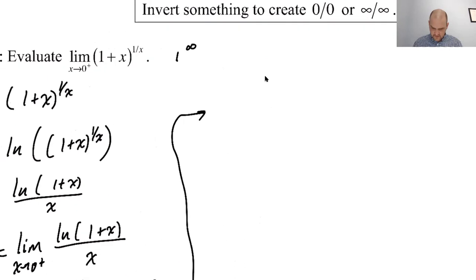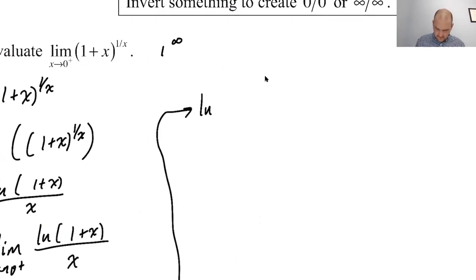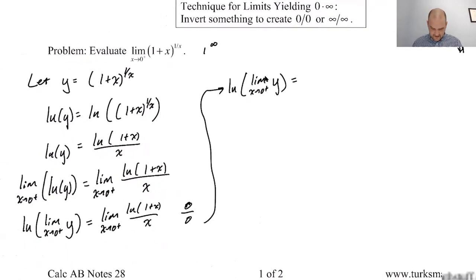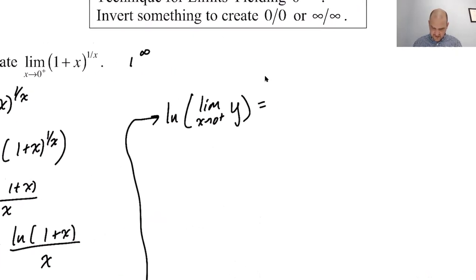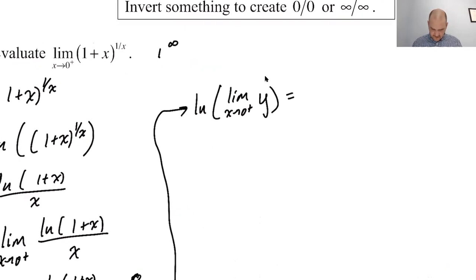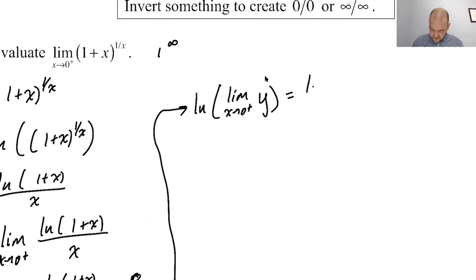I'm going to say that the natural log of the limit as x approaches 0 from the right of y is equal to, now I'm using L'Hopital's rule, and it's not super abundantly clear that that's what I'm doing. So I'm going to say the limit. I'm just going to do it and then say by L'Hopital's. x approaches 0 from the right.